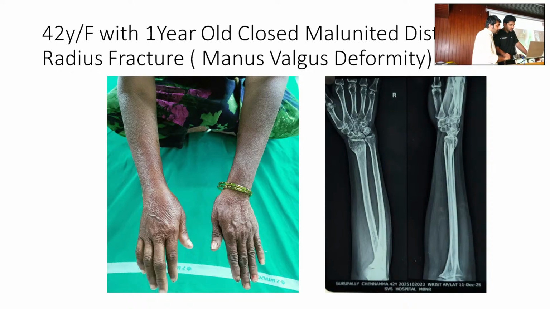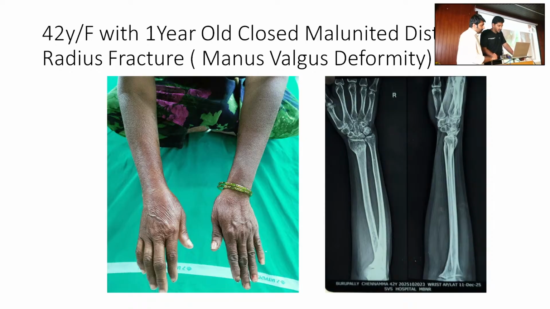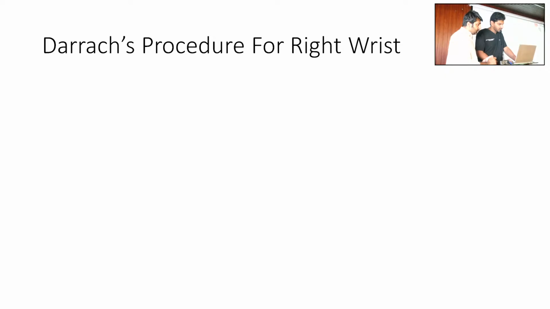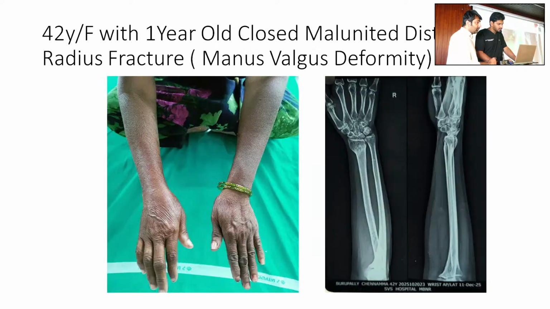42-year-old female with 1-year-old malunited distal radius fracture, sir. There is a manus valgus deformity. The patient came with complaints of ulnar-sided wrist pain and restriction of daily activities. She came only for the pain on the ulnar side. That's all, nothing else she had. Not worried about the deformity. Movements restricted. The main thing was ulnar sided wrist pain, at the ulnar head.